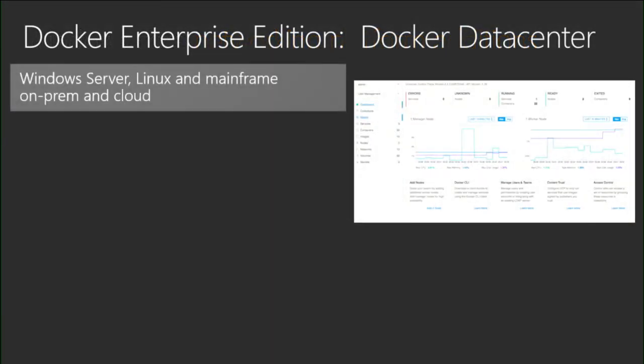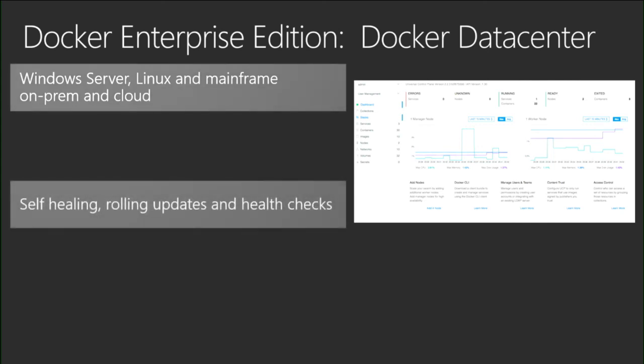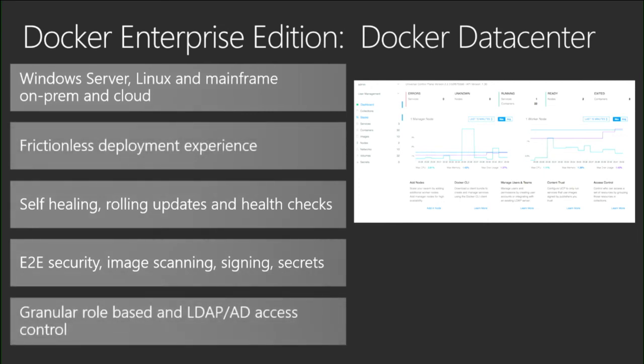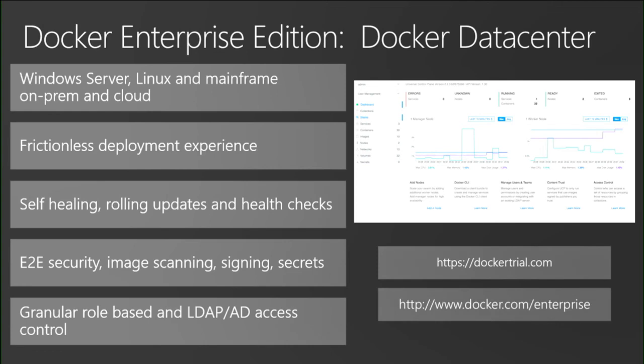All right. So a little bit more detail on some of the orchestrators. The way you would generally buy or use swarm mode in production would be through Docker Enterprise Edition. This supports Windows, Linux, and mainframes. It can run on-prem, in the cloud, or in a hybrid configuration. It's self-healing, has rolling updates, health checks, end-to-end security, LDAP. It's got all the things that you would generally expect to see in an enterprise application. A couple links for where you can go get it and play around with it.